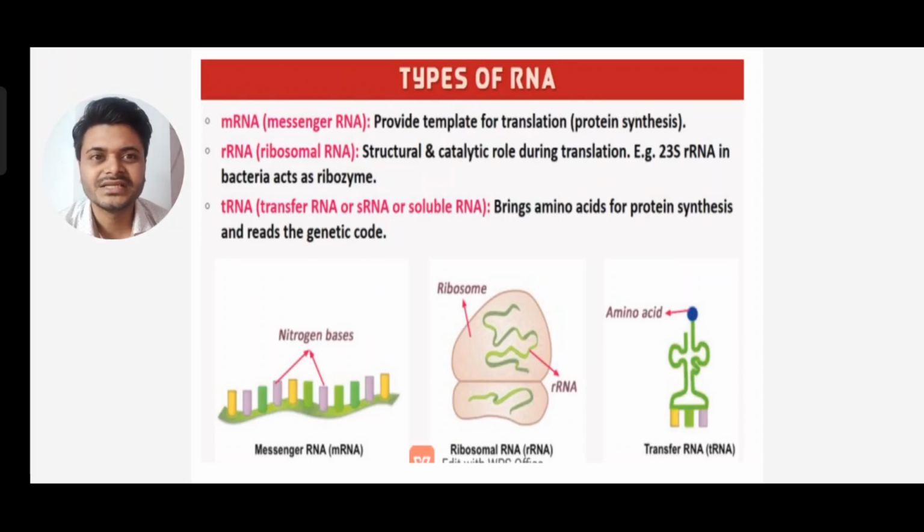Next is tRNA, that is transfer RNA. It brings amino acids for protein synthesis and reads the genetic code. You can see the diagrams of mRNA, ribosomal RNA and transfer RNA are all given.